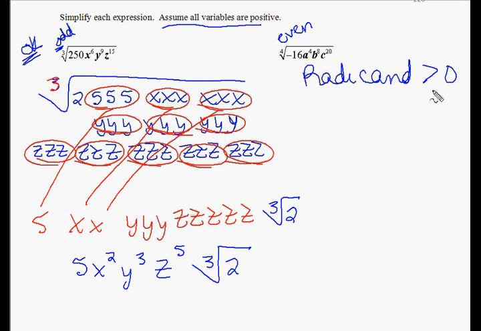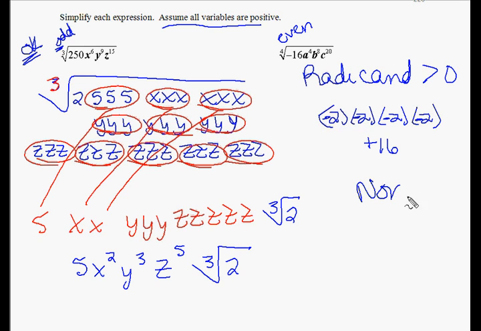And if the radicand is not greater than 0, if it's not an even number, it's going to be impossible to do. Because I know that 2 times 2 times 2 times 2 is 16. But negative 2 times negative 2 times negative 2 times negative 2 is not negative 16, it's still positive 16. So this is a non-real number. And in a few more sections, we'll figure out what those numbers are.